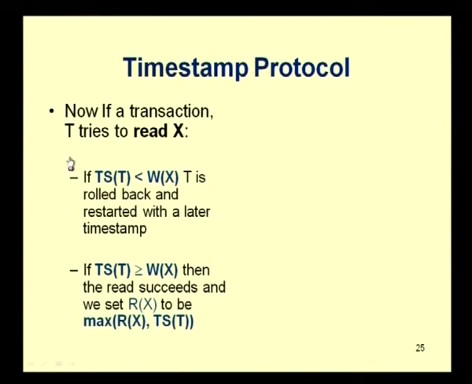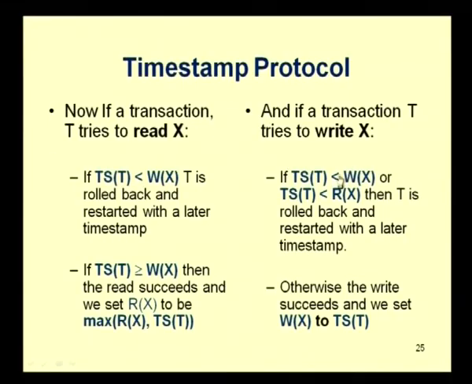Again, I will repeat. If you have a transaction that wants to read X, you will check the timestamp associated with that transaction, and you will check whether it is less than W of X. If it is, then you will roll back. Now, if it is writing and the timestamp is less than the required value, then it is rolled back, otherwise the write succeeds and we set W of X to TS of T.